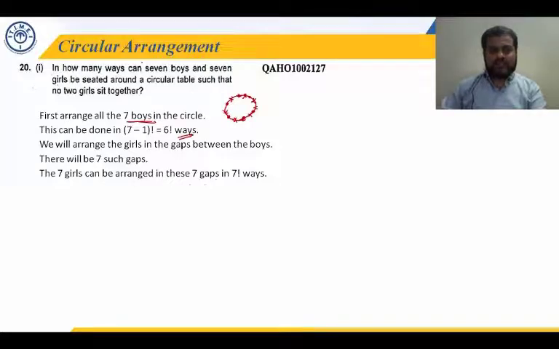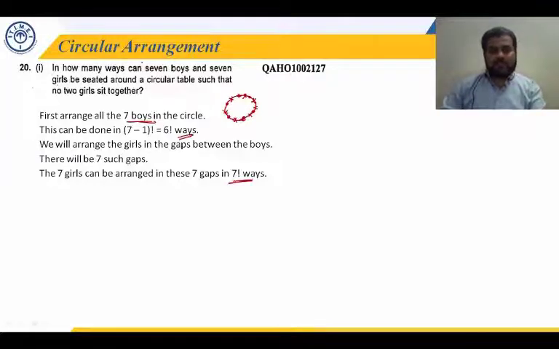So the 7 girls can be arranged in these 7 gaps in 7 factorial ways. Here we do not have to do 7 minus 1 factorial, because since the boys were already arranged, we already have a reference point, right? What we discussed in the theory part of circular arrangement is this: since there is no end point in a circle, first we have to fix one thing and then n minus 1 things can be arranged. But in this case we have already placed the boys, so we already have a reference point. So 7 girls can be arranged in 7 gaps in 7 factorial ways.